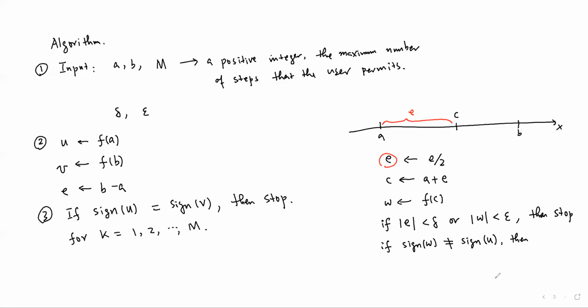then the function values at A and at C have different signs, so the root is in the interval A to C. Now we name C as the new B. The function value at C is then the function value at the new B. Then store the function value at B in V, so we store it in V.